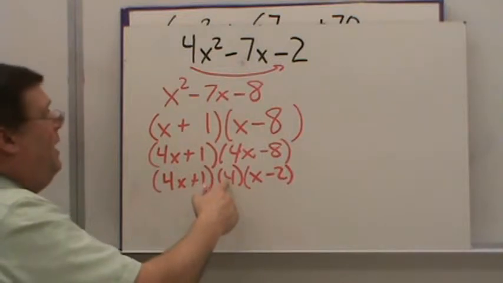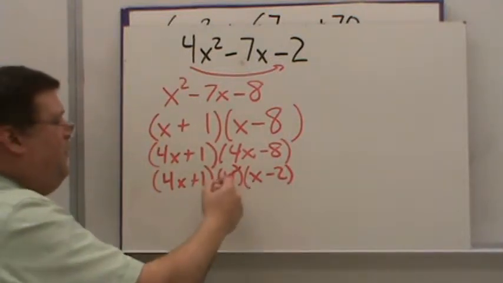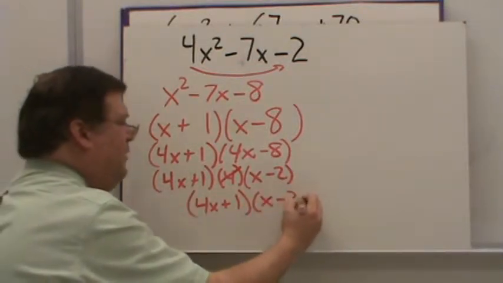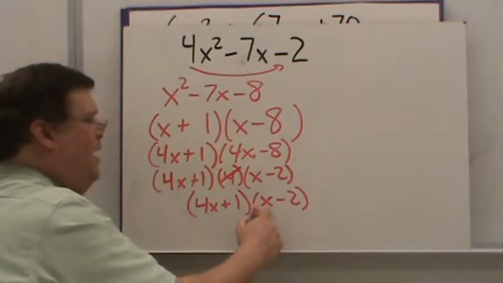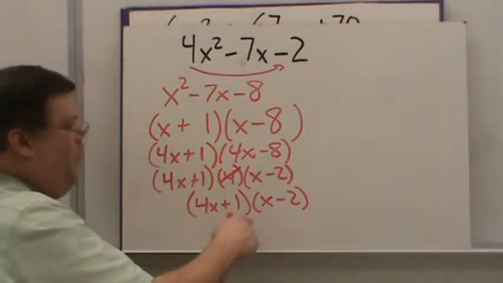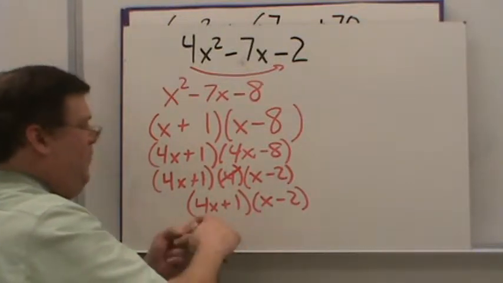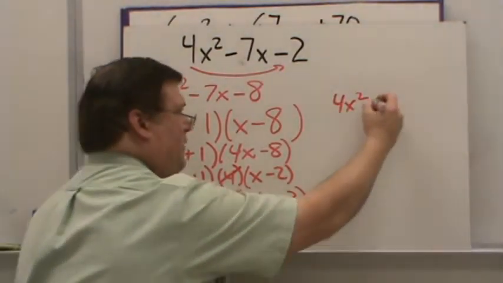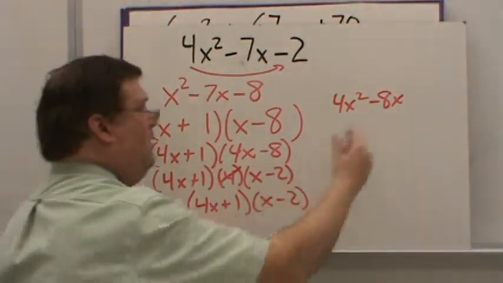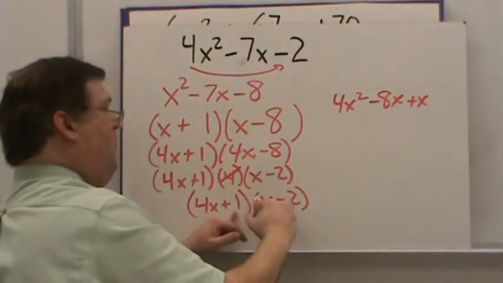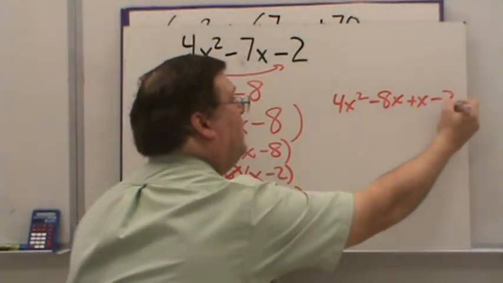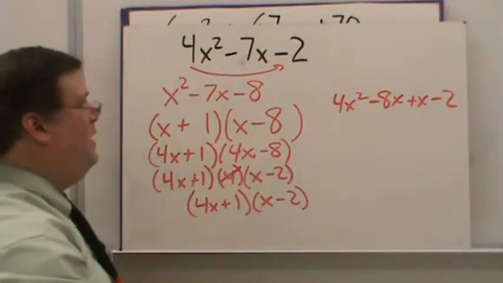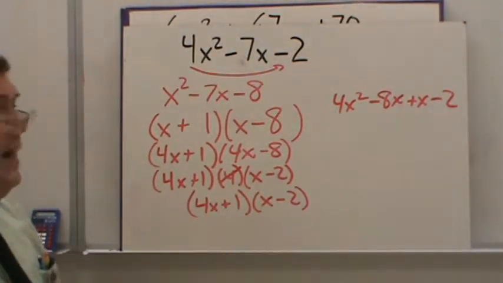Since this is equal to my original a there, I can drop this out, and my final factorization here is 4x plus 1 and x minus 2. Foil that, or distribute it: 4x times x gives you 4x squared, 4x times negative 2 gives you negative 8x, 1 times x gives you x, and 1 times negative 2 gives you a negative 2. Correct outer terms, the inside, negative 8 plus 1 gives me the negative 7x. So we have got the correct factoring.